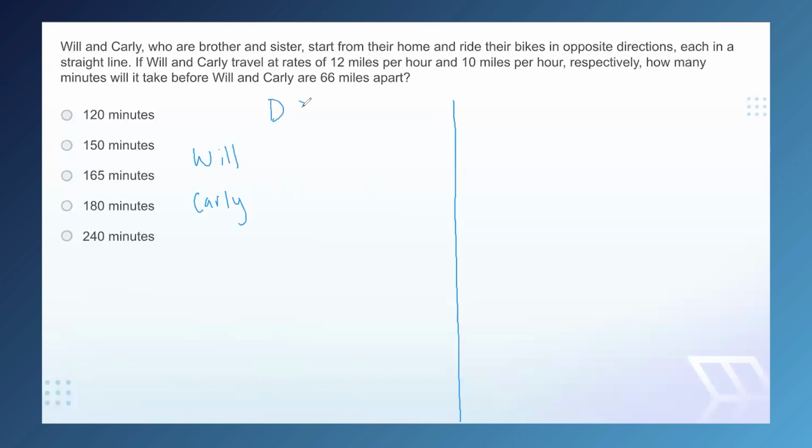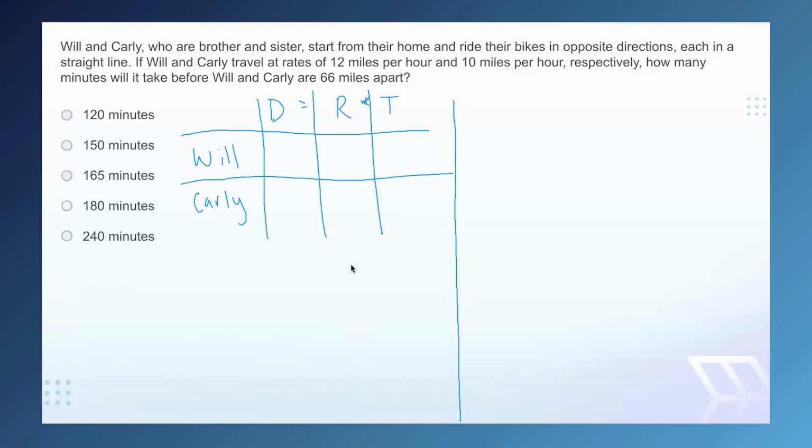So distance equals rate times time. All right, starting with Will. We know that Will is traveling 12 miles per hour, so that is his rate. But that's really all we know. We know that Will and Carly together travel 66 miles, but we don't know how much of that is Will's individual distance. And time is what we're solving for. So we can fill in D sub W, or D sub Will, for our distance, and we can fill in T for time. And we'll talk about why we chose those specific variables in a second.